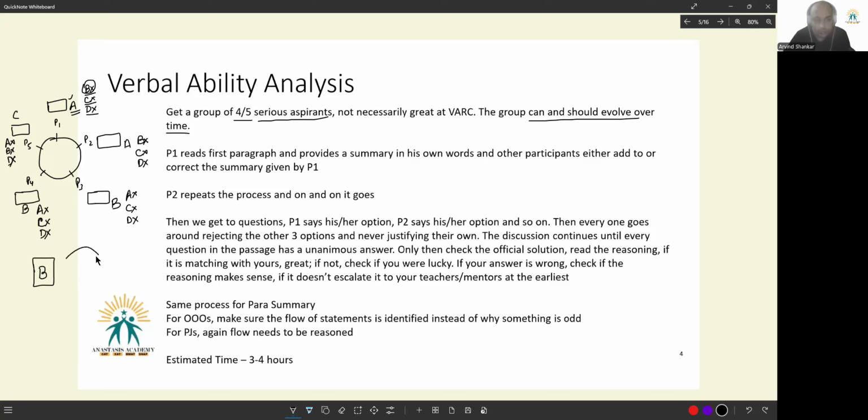Then you go and simply look at what the correct answer is, not the entire solution, just the correct answer. If it aligns, great. Then you also read through the solution. Let's say you arrived at B and it turned out to be incorrect.